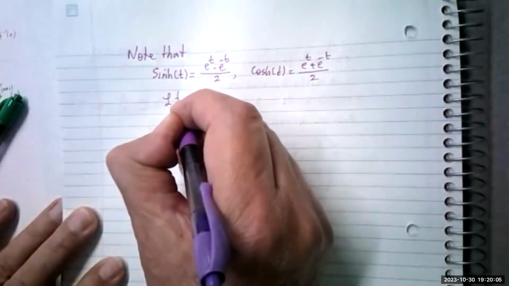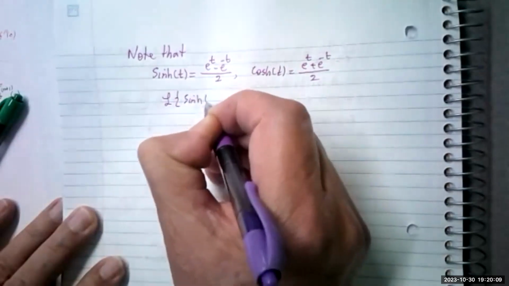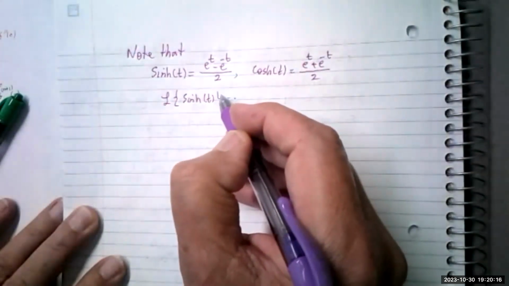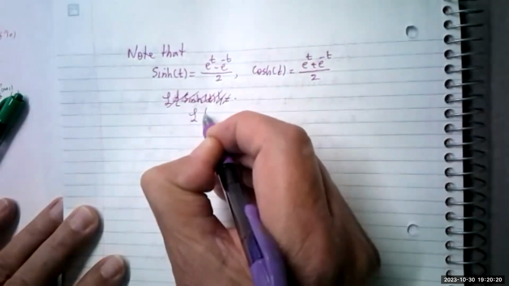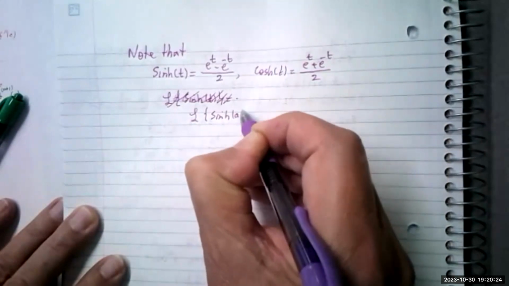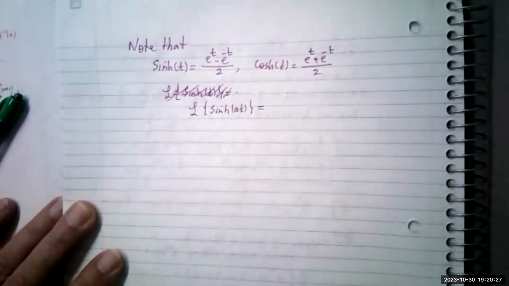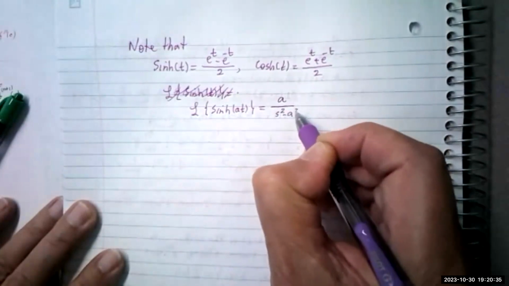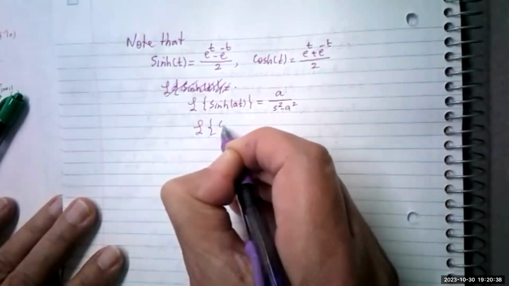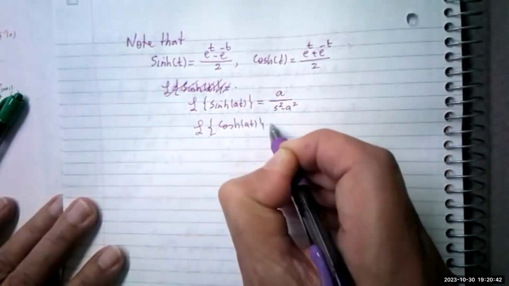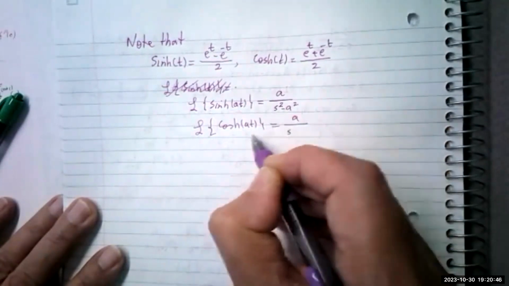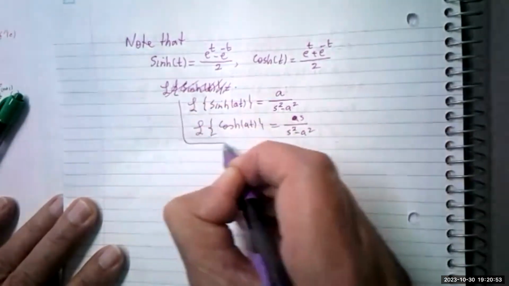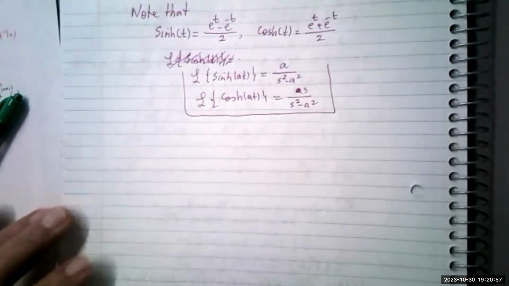You see the Laplace of sine hyper of at. Remember the Laplace of sine of at was a over s squared plus a squared. This is going to be a over s squared minus a squared. And the Laplace of cosine hyper of at gives you s over s squared minus a squared. So it would be very useful. If you don't know it, you can factor it.